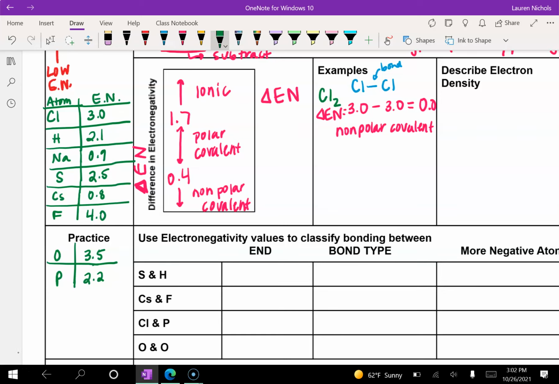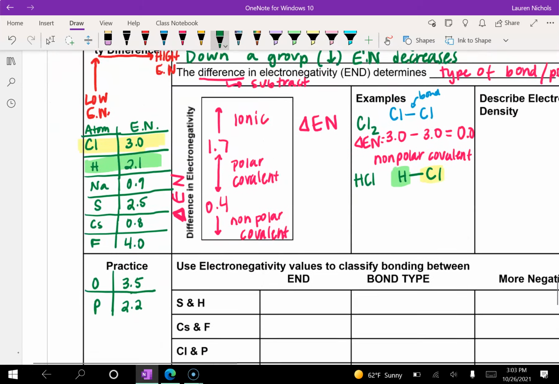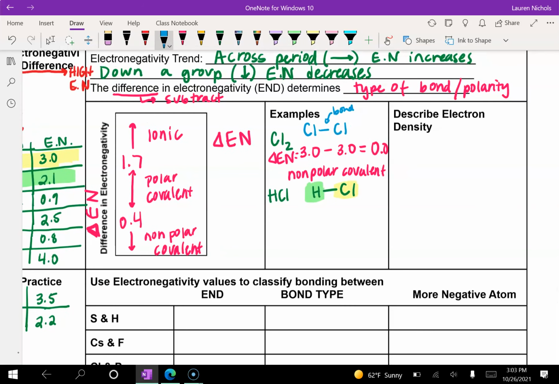Now, what if I was looking at HCl? That means this is a bond between hydrogen and chlorine. So we know that chlorine has a higher electronegativity value because it's 3.0, whereas hydrogen's value is only 2.1. So it's always the highest minus the smallest. So that would mean that our delta electronegativity value is 3.0 minus 2.1, which gives us 0.9. 0.9 is between 0.4 and 1.7, so that makes this a polar covalent bond.